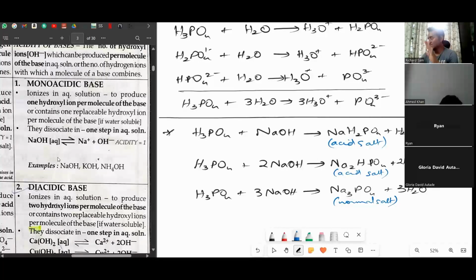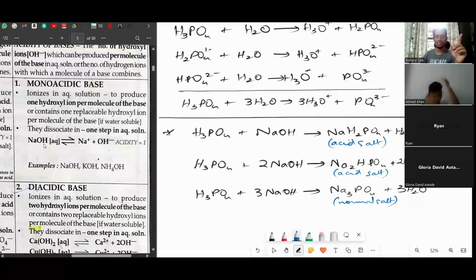Okay, so we're done with acids. A monobasic acid will dissociate in how many steps? 1 step. The dibasic acid will dissociate in 2 steps, and a tribasic acid will dissociate in 3 steps. Now, coming to bases, it's not like that. Whether it's a monoacidic base or a diacidic base or a triacidic base, it will all dissociate in 1 step. It happens at the same time.